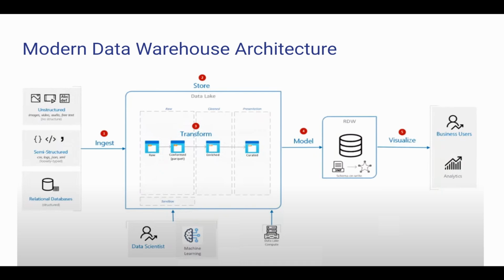If we look at the diagram of modern data warehouse architecture, it shows us pretty much the same picture, but with a little more details. We can ingest different types of sources, be it relational databases, structured or unstructured or semi-structured files. They are stored and transformed in the data lake, then saved into the relational data warehouse storage.